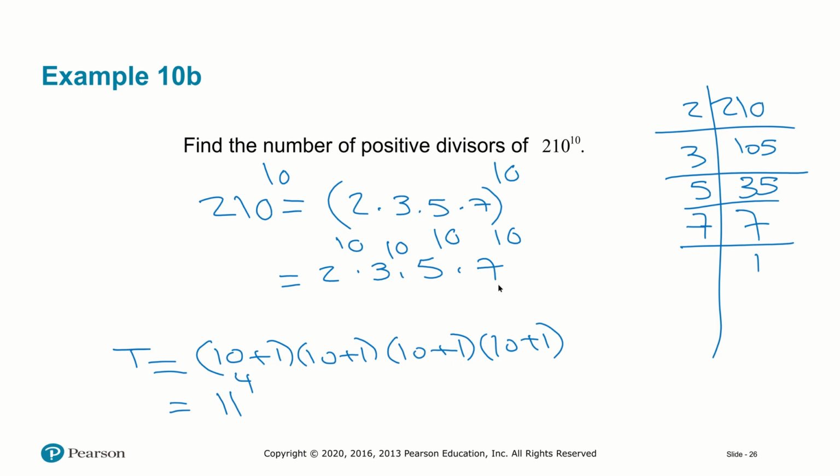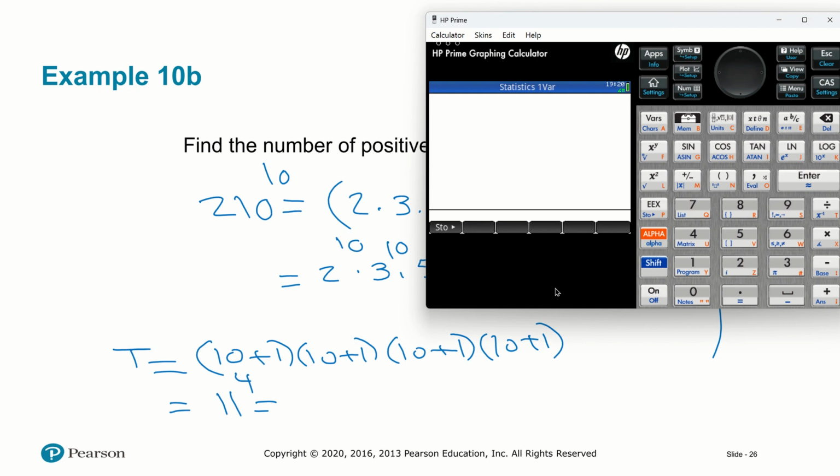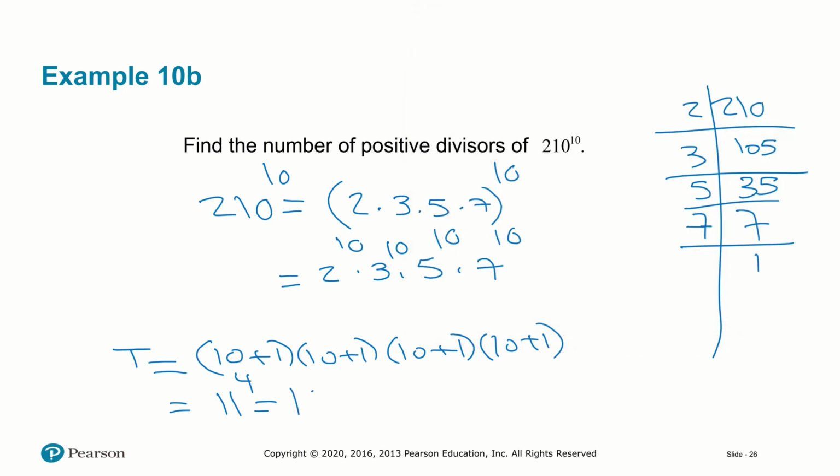So if we just figure that out, you'll see that's quite a few factors. So 11 to the power of 4, and we get 14,641 factors. So this is really nice because it helps us pretty much find the number of factors of any number very quickly and efficiently without having to sit there and actually find all the factors.